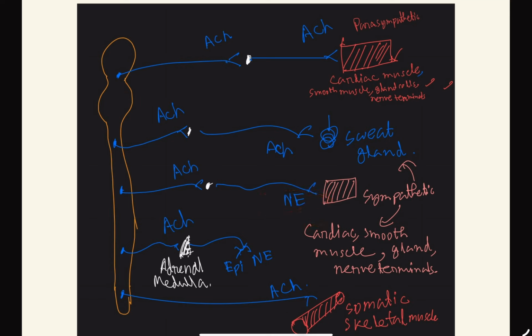But we know that the sweat gland is an exception. The sweat gland is controlled by the sympathetic nervous system and is a part of it, but the innervation is done by the cholinergic nerve fiber. So this is an exception. The exception is the sweat gland.